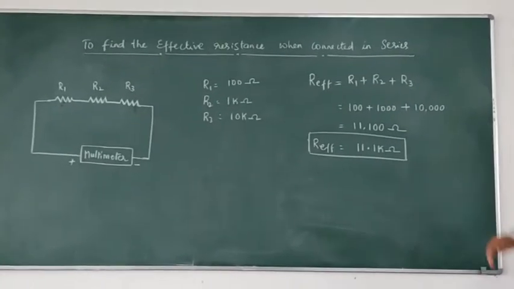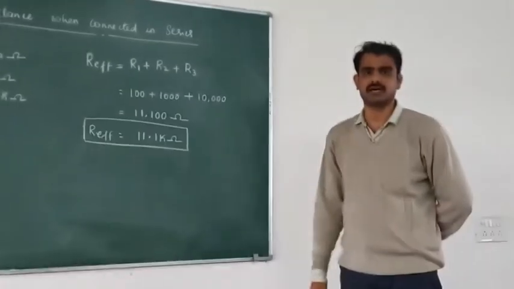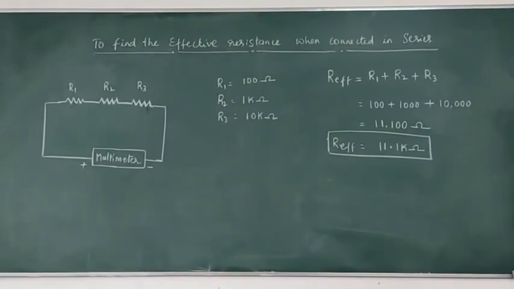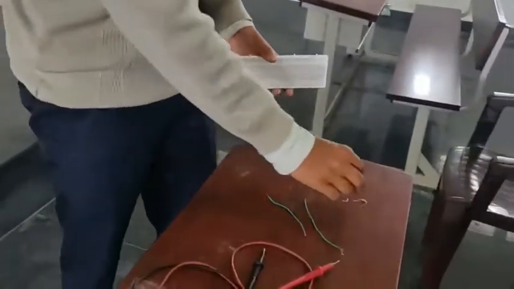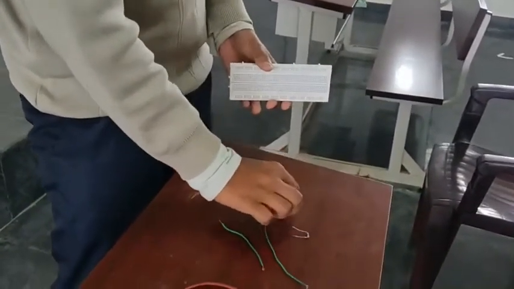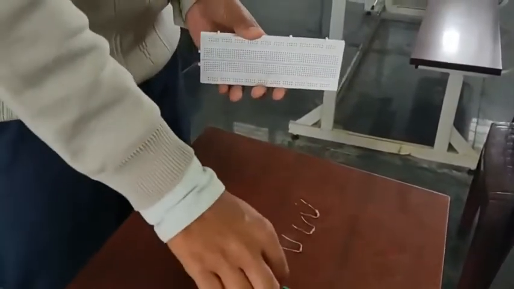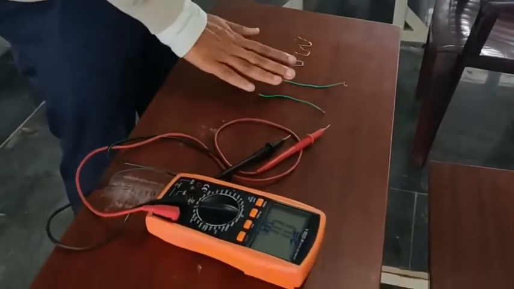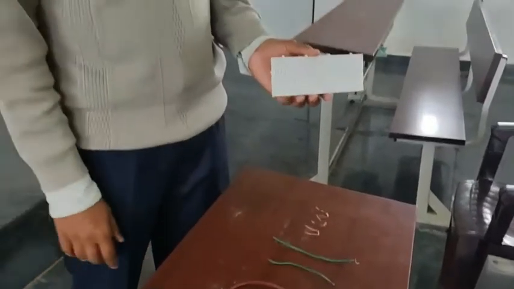And next we can see how it can be done in a practical manner. Till now we have seen how to calculate the value of effective resistance when three resistances are connected in series. Now coming to the practical part, to do the experiment we require one breadboard, three resistances of 100 ohm, 1 kilo ohm and 10 kilo ohm, two connecting wires and one multimeter.